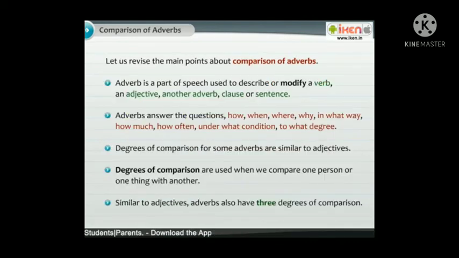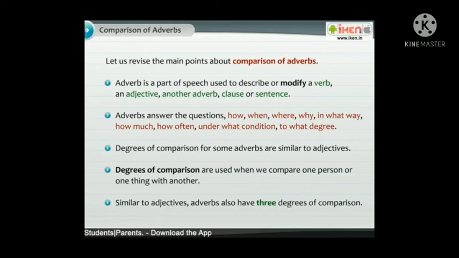Now let us revise the main points about the comparisons of adverbs. Adverb is a part of speech used to describe or modify a verb, an adjective, another adverb, clause or sentence. Adverbs answer the question how, when, where, why, in what way, how much, how often, under what condition, to what degree. Alright, then degrees of comparison of some adverbs are similar to adjectives. Degrees of comparison are used when we compare one person or one thing with another. Similar to adjectives, adverbs also have three degrees of comparison.